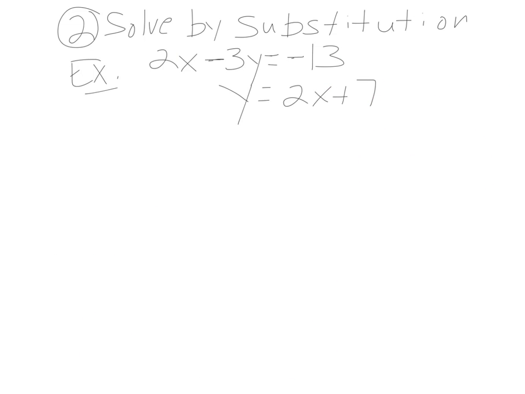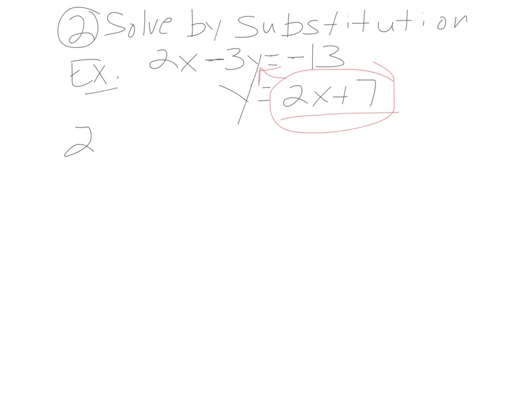The second method we're going to look at in this video is solve by substitution. When you're solving by substitution, the first step is to get one variable by itself. We already have that in the second equation. The y is by itself. So we will substitute 2x plus 7 in for y in the other equation. So where I see a y in the top equation, I'm going to replace it with 2x plus 7.